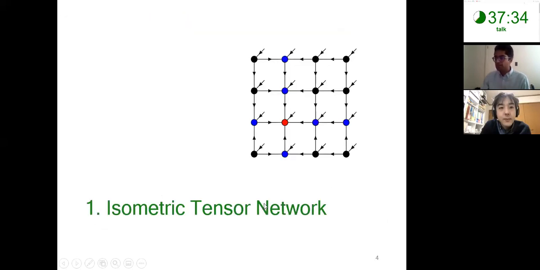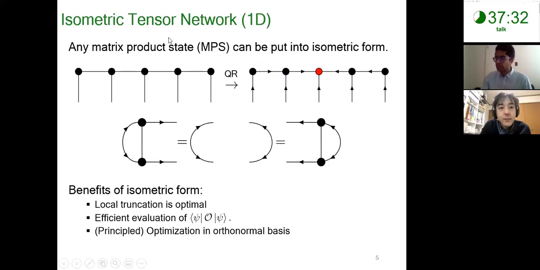So to begin, I first want to start off with briefly reviewing the 1D isometric tensor network. As we know, any matrix product state can be put into an isometric form. So if we consider just the generic MPS on the left, we can perform a sweep of QR decomposition starting at the left or the right, and put this into a left, right, or mixed isometric form, where the arrows on the legs indicate that when we contract a tensor and its conjugate over the incoming legs, we get an identity on the outgoing legs.